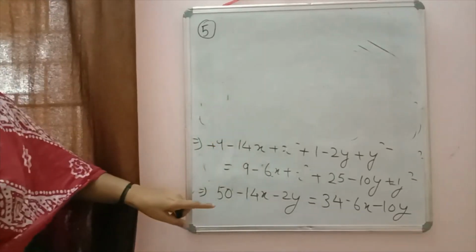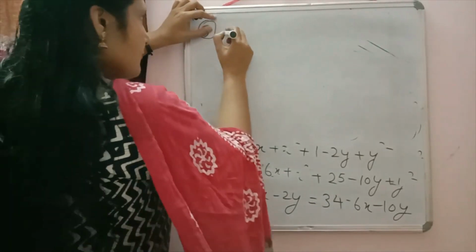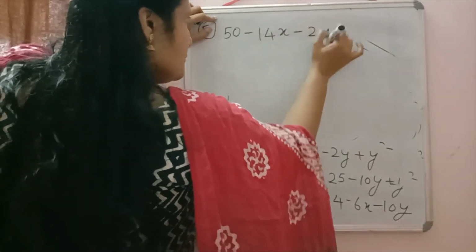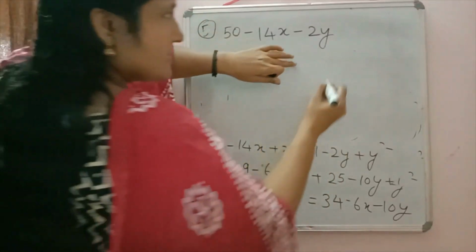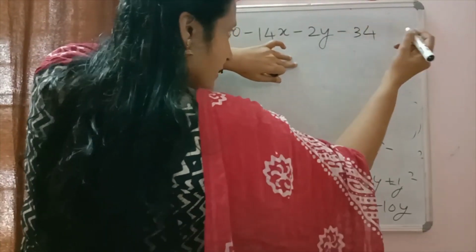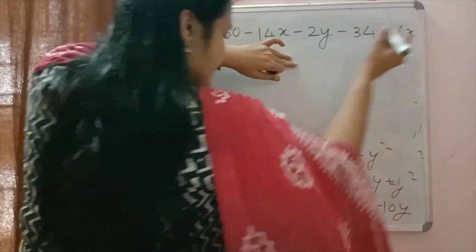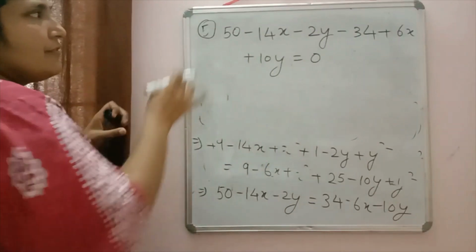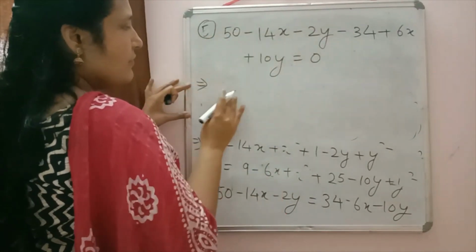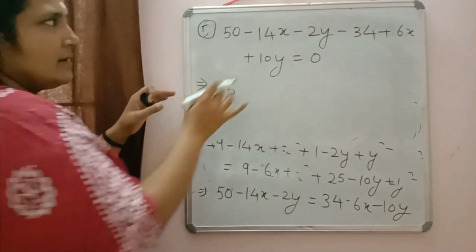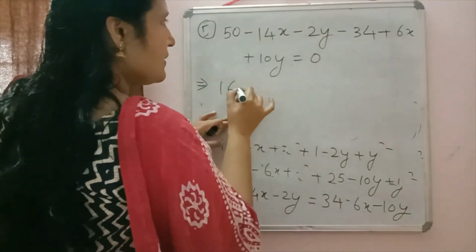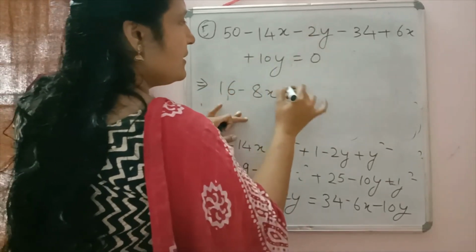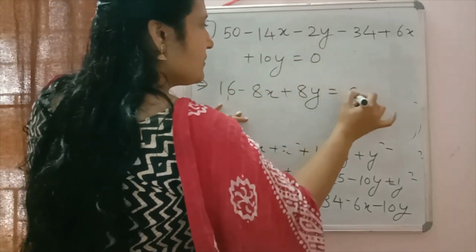We can shift all the expression to one side. So it will be 50 minus 14x minus 2y minus 34 plus 6x plus 10y is equal to 0. 50 minus 34 will be equal to 16. Minus 14x plus 6x will be equal to minus 8x. And 10 minus 2 will be equal to plus 8y is equal to 0.